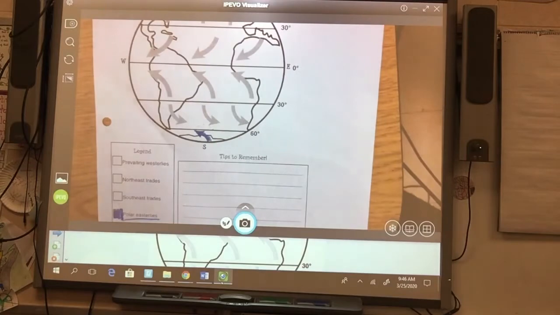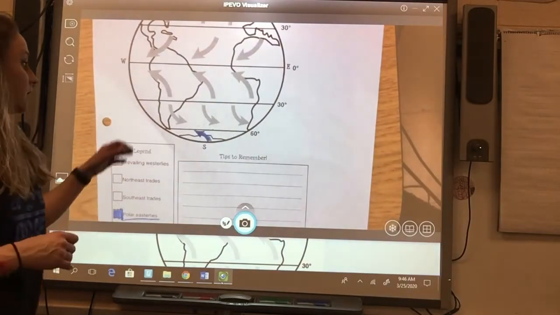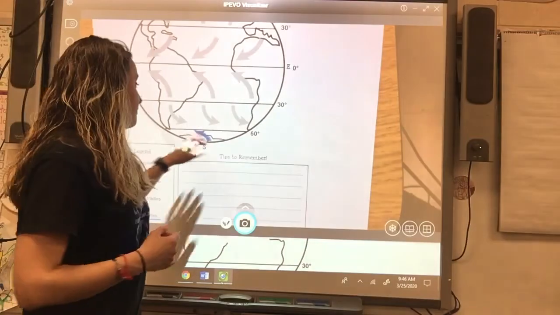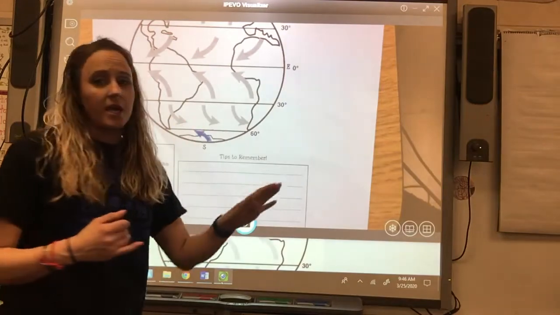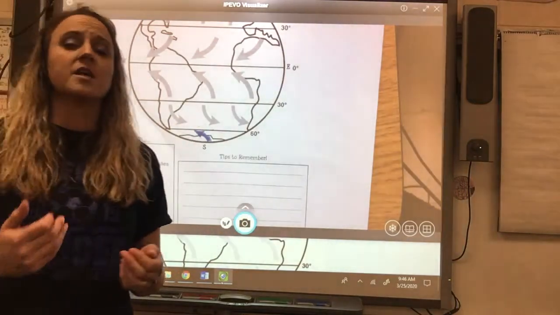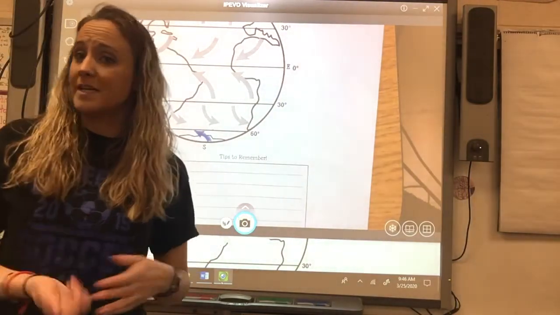So those winds are going to cause high pressure systems. They're flowing from the poles and from the east because they are called polar easterlies.